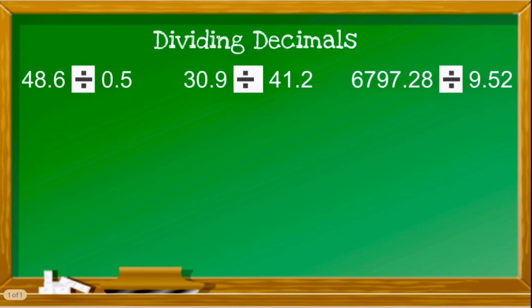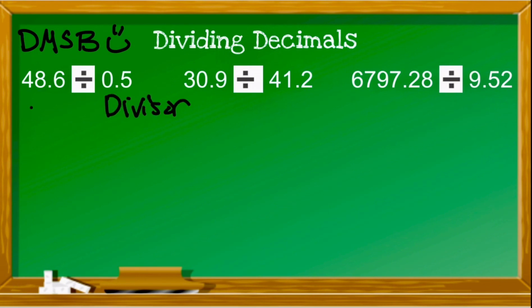Hey guys, let's go ahead and divide decimals using the standard algorithm for long division. That is divide, multiply, subtract, and bring down. We'll get started with this first equation here, which is 48 6/10 divided by 5/10. 5/10 is my divisor and 48 6/10 is my dividend.